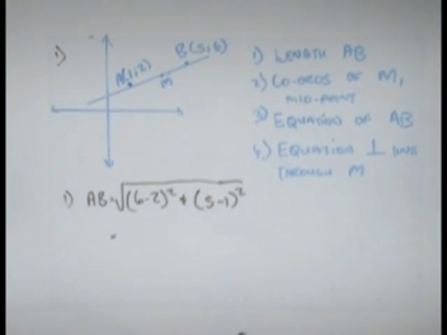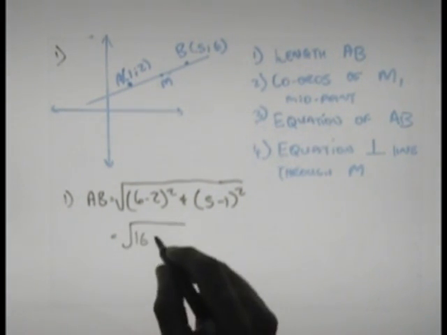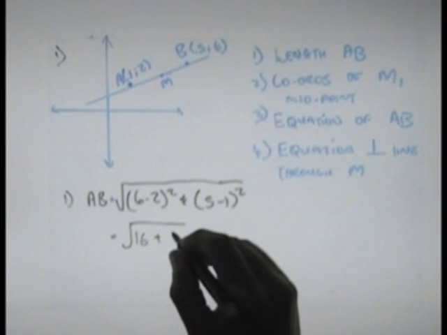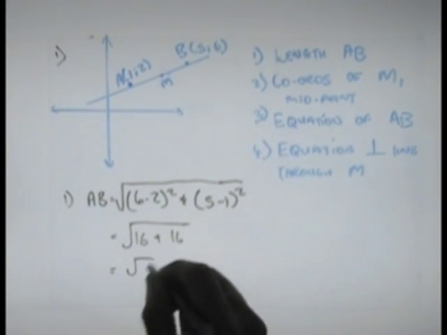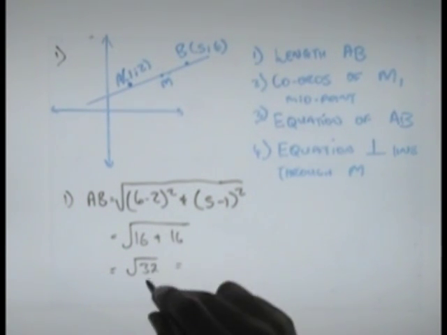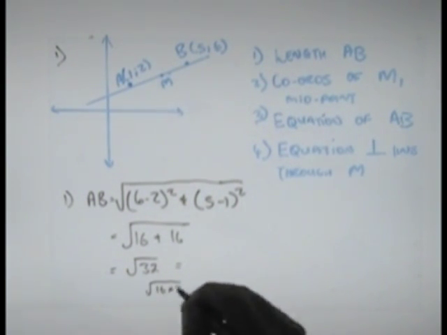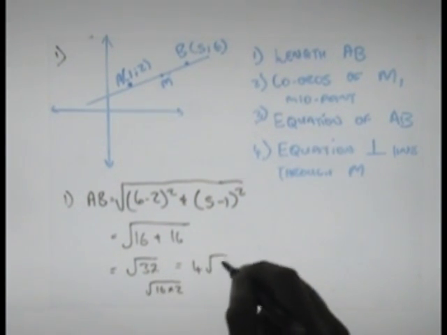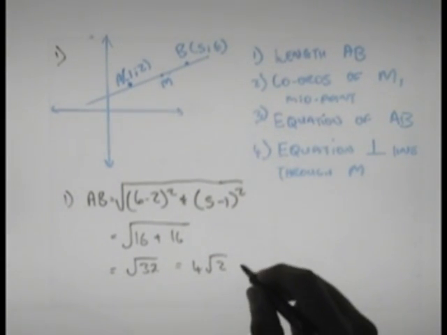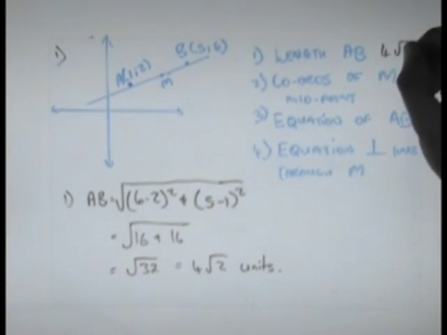And that's going to give us 6 minus 2 is 4, squared is 16, plus 5 minus 1 is 4, 4 squared is equal to 16. That means that our answer is root 32. If you want to simplify that further, you can. 16 goes into 32 2 times, so that's 16 times 2. Square root of 16 is 4, root 2 stays as root 2. That means that the distance AB is equal to 4 root 2 units. Let's put that answer in over there.